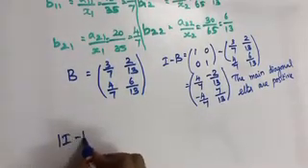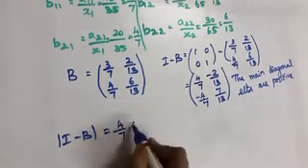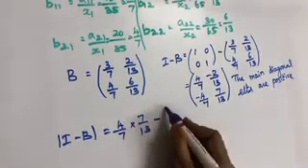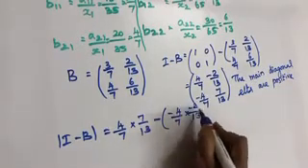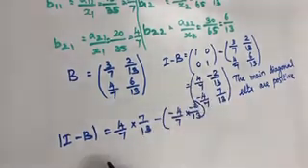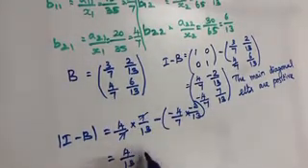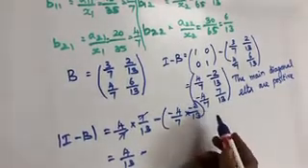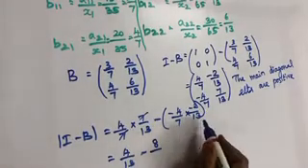So the determinant of I minus B is equal to 4 by 7 into 7 by 13 minus 4 by 7 into minus 2 by 13. 4 by 7 into 7 by 13, so 7 we can cancel. It is 4 by 13. Here minus and minus will become plus, and it is 8 divided by 13 sevens are 91.